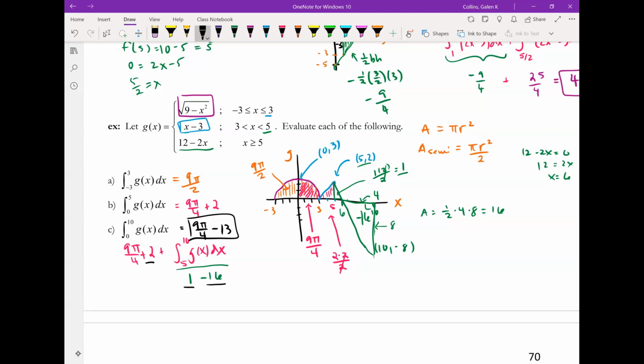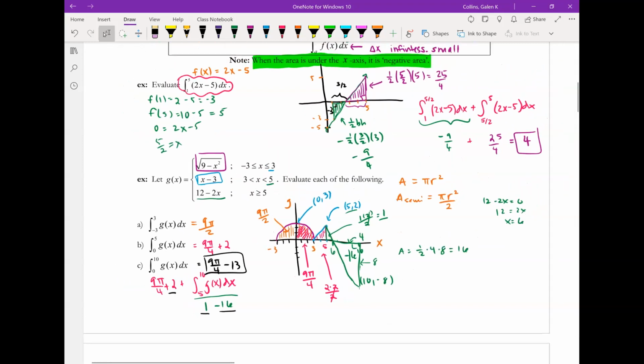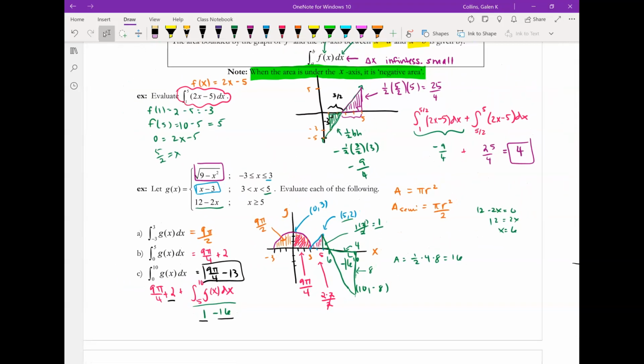Okay, so that's an introduction to evaluating the definite integral using essentially decomposition of geometric shapes. So decomposing shapes we don't really know into smaller shapes that we do know, like semicircles and triangles.